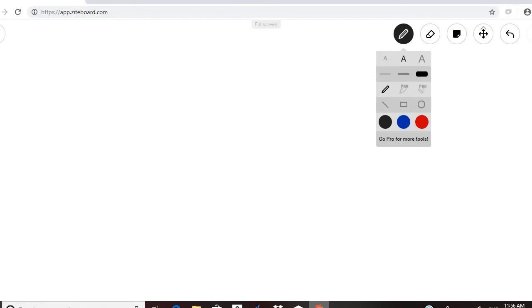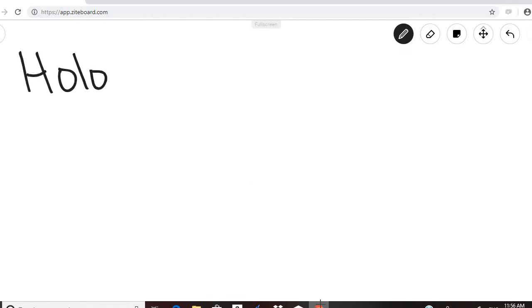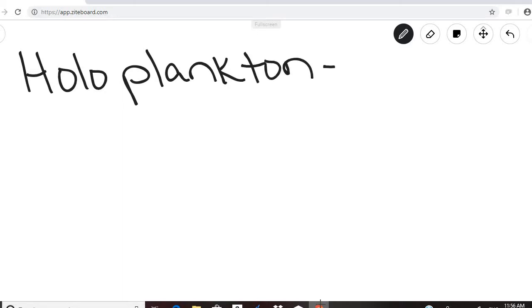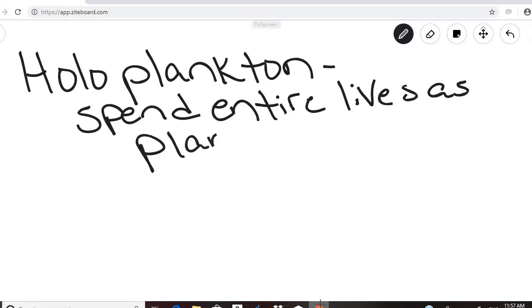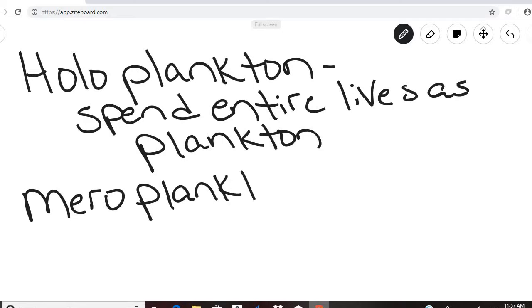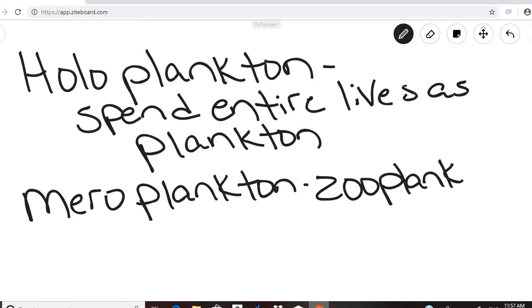Now, in terms of plankton, there are some other words that we use. The first one is called holoplankton. Holoplankton are plankton that spend their entire lives as plankton. So most of the organisms that we have talked about today are holoplankton. And then the term meroplankton is used for organisms, so this is zooplankton, that spend only part of their life as plankton.